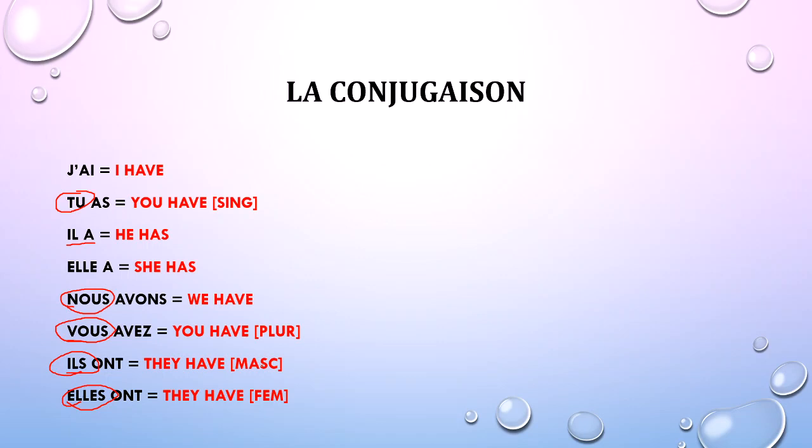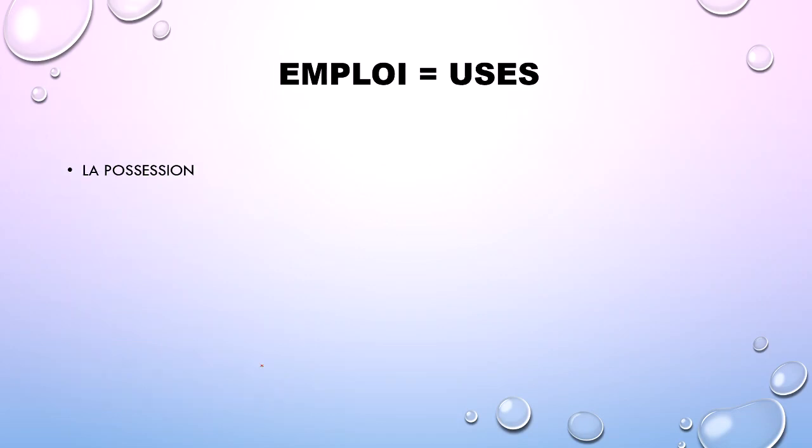Having conjugated it now, we need to go on and look at how is the verb used. So the next part is the usage. So how do we use it? And the very first and most common use is la possession. La possession is just to show possession, to show that something belongs to someone. So how do we go on to say that?